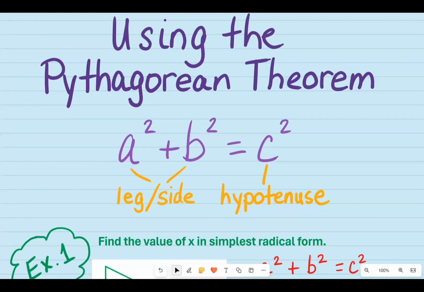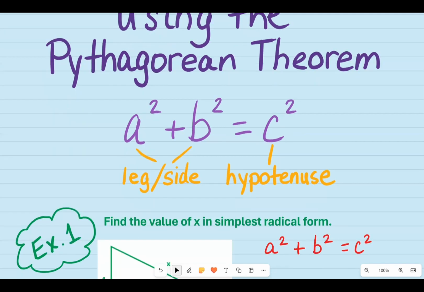This video will show you how to use the Pythagorean theorem. So a squared plus b squared represents the legs or the sides of the triangle, and c squared represents your hypotenuse. In order to use the Pythagorean theorem, you have to have a right triangle.